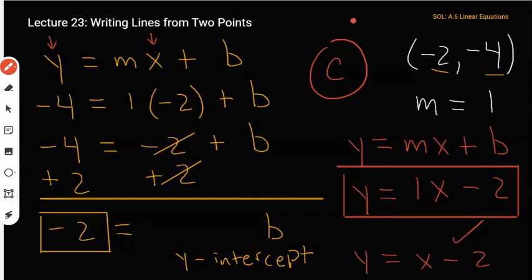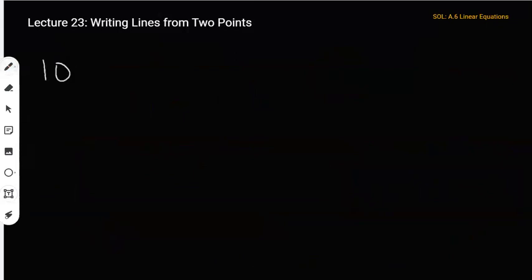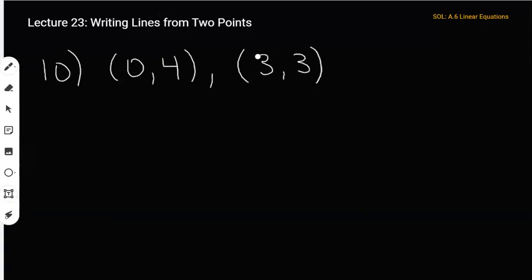All right, so that's number 9. The last one that I'm going to do with you guys is number 10. Number 10 is kind of easy too, and it's got a really good fraction in it, so I thought I'd talk about it. Let's do number 10. So this one says 0, 4. So my x value is going to be 0, my y value is going to be 4, and I have 3, 3. So for this ordered pair, the x value and the y value are going to equal each other.